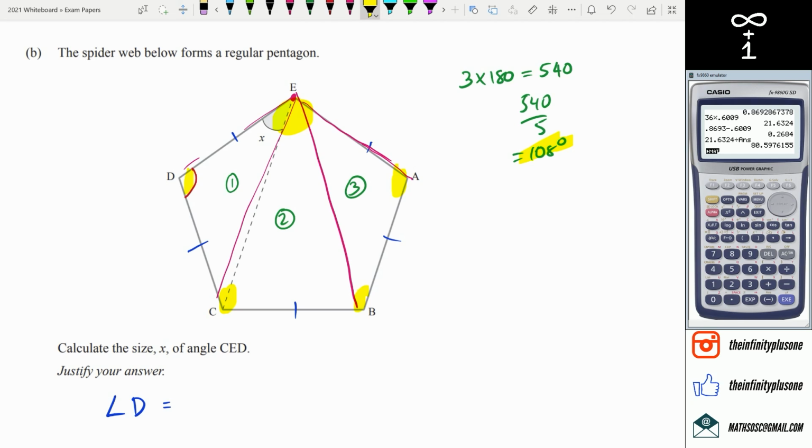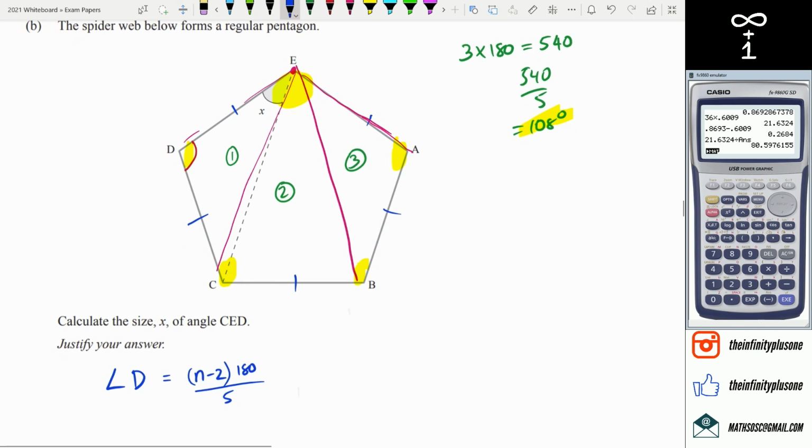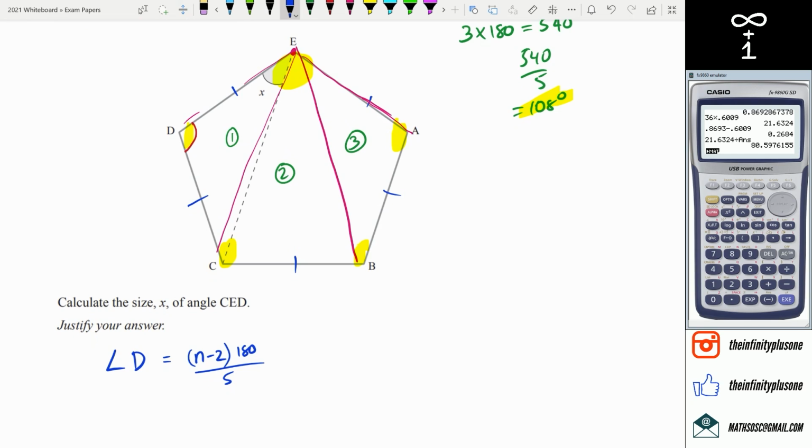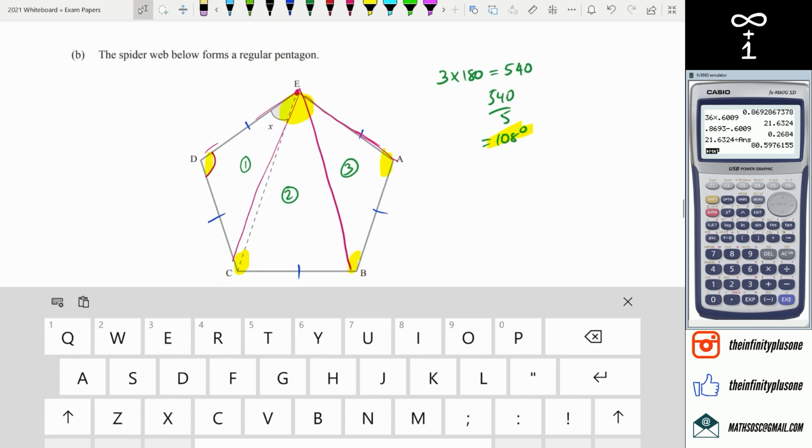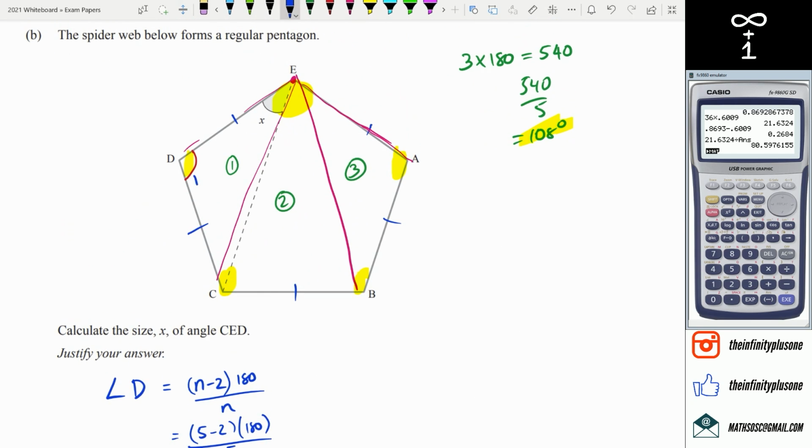Now if you're doing the formula, then you could just go (n minus 2) multiplied by 180 and then divided by n. I think the number of sides goes at the bottom, if I remember correctly. So we've got 5, take away 2, multiplied by 180, divided by 5. And it's the same thing as what we did before. You're going to end up with 108 degrees. So angle D is equal to 108 degrees.